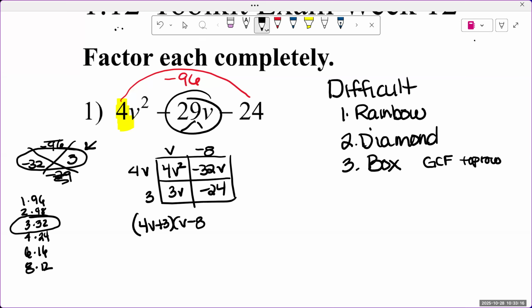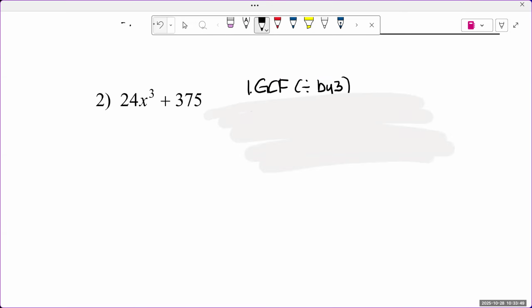minus 8. Okay, someone in one of their videos described these as the wings. We find our answer on the wings. I like that. Number 2.